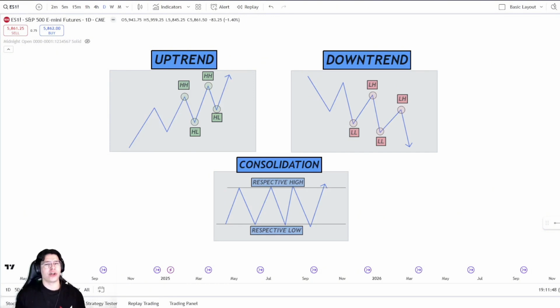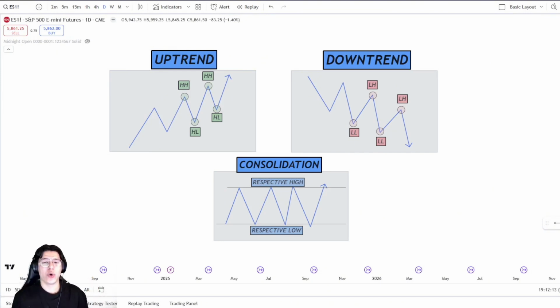Starting off with market structure. Market structure is what's going to allow us, first and foremost, to take note of the overall trend direction that we're seeing in price. Okay, so this is what's going to allow us to label an uptrend and a downtrend. But what actually makes up an uptrend, for example? Let's actually dive into that.